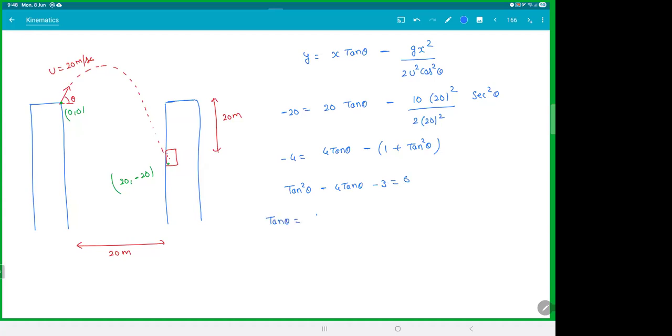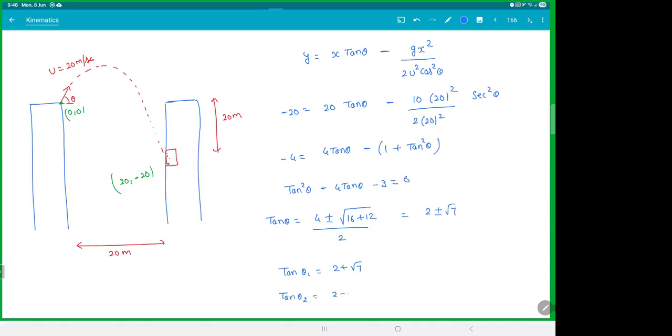So we get tan theta is 4 plus or minus root of 16 plus 12, by 2. That is 2 plus or minus root 7. Why did we get two answers? We got two answers because there are actually two angles. Tan theta 1 is 2 plus root 7. This is the positive angle.